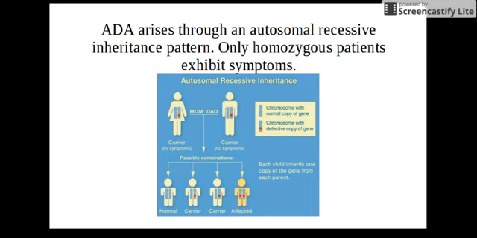Infants with ADA are typically diagnosed by 6 months of age and do not usually survive past 2 years of age. Adenosine deaminase deficiency is extremely rare, occurring once in every 200,000 to 1 million newborns worldwide. ADA is responsible for about 15% of SCID cases.